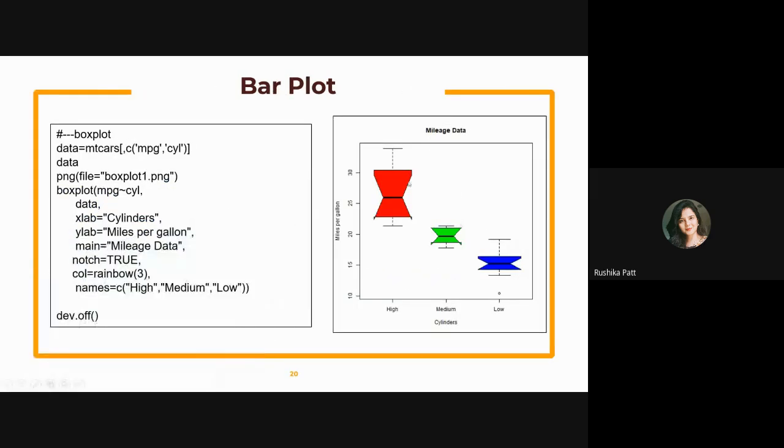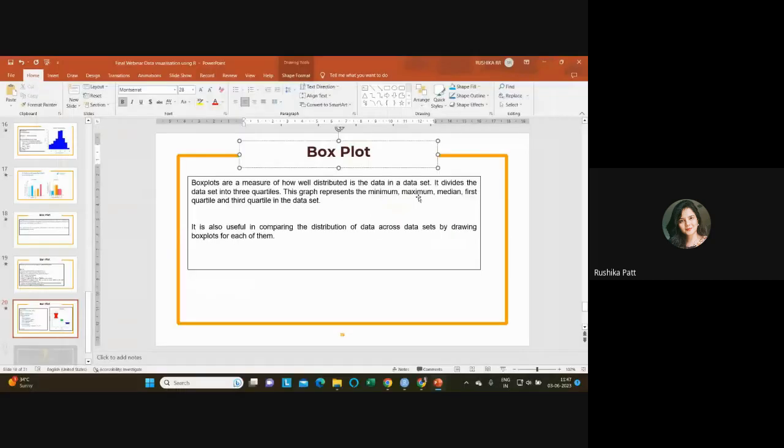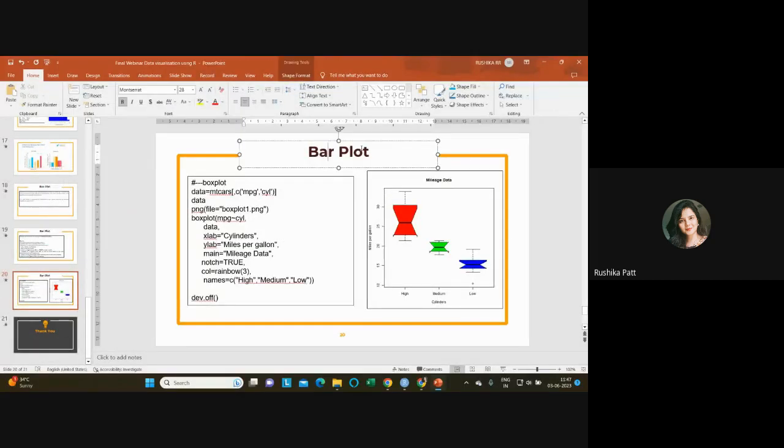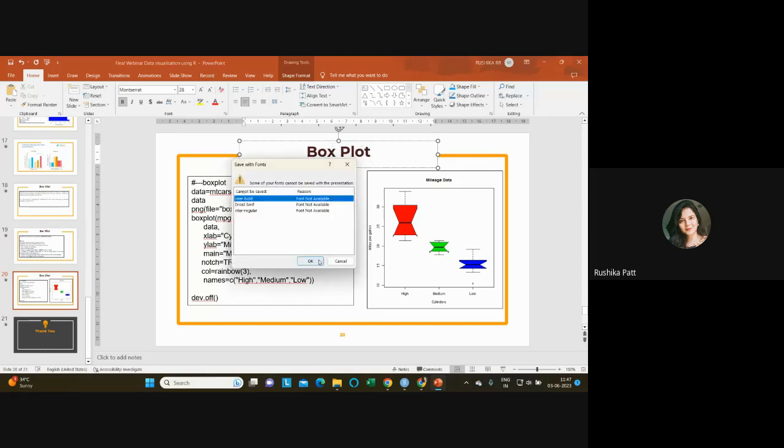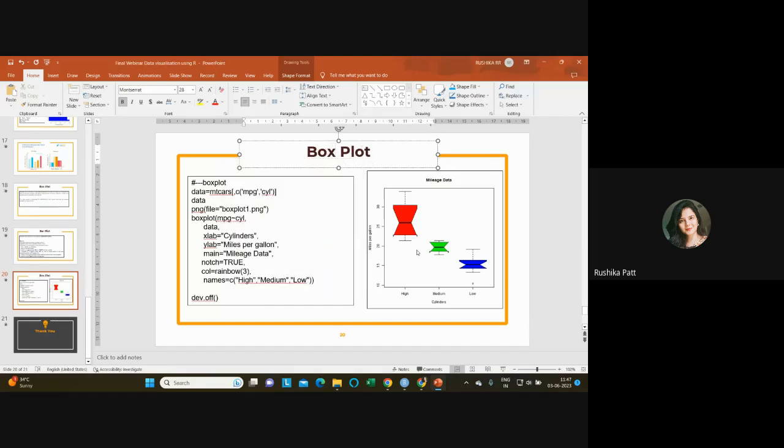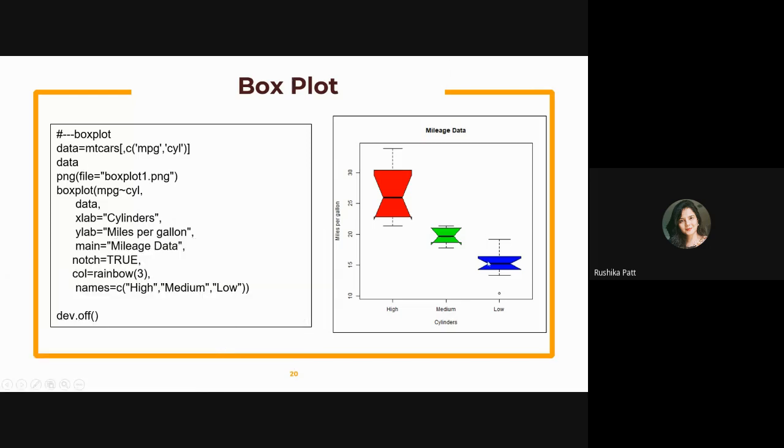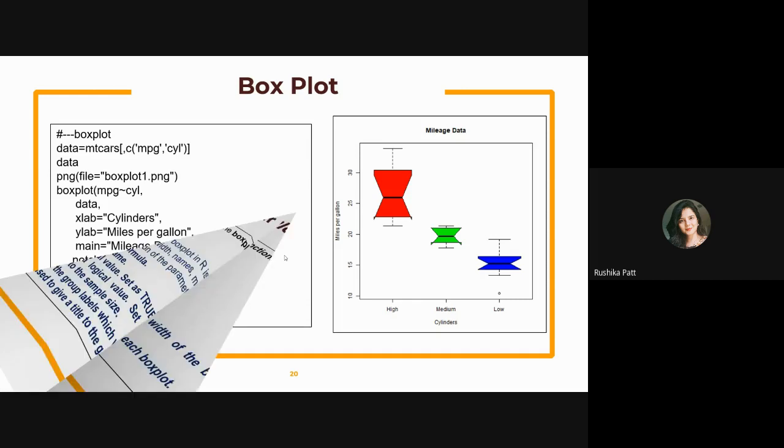This is box plot. Okay, I'm so sorry. This is box plot that will represent, this is minimum, this is maximum, this is 25%, this is 50%, and this is 75%. Okay, how to create that?